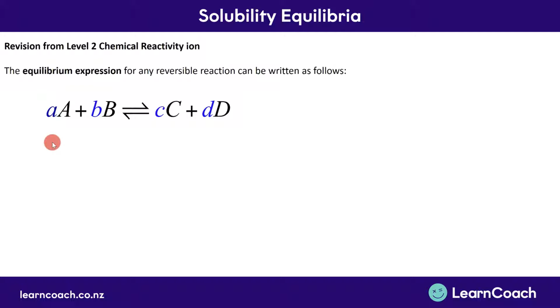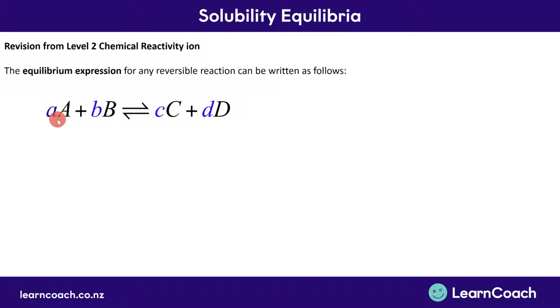The first concept from Level 2 Chemical Reactivity that's relevant for Solubility Equilibria is the equilibrium expression. The equilibrium expression is a way of writing down a chemical reaction that is reversible. For those of you that are unfamiliar with what reversible means, it means the reaction occurs in both directions.